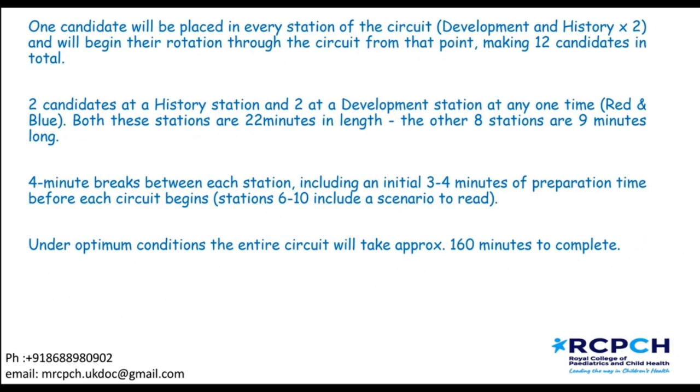So one candidate will be placed in every station of the circuit. The development and history stations are two stations, and they will begin their rotation through the circuit from that point, making 12 candidates in total. So 2 candidates at the history station and 2 candidates at the developmental station at any one time, red or blue.